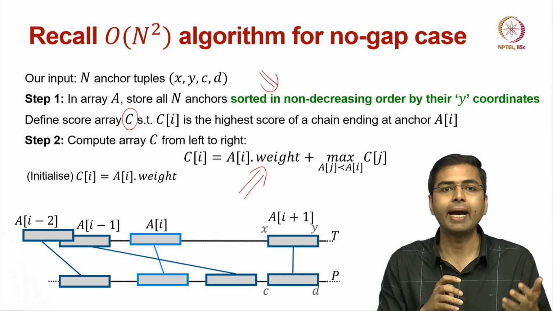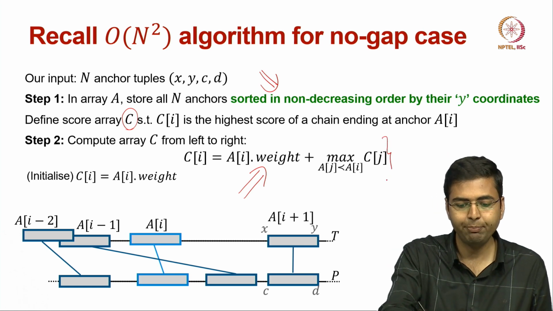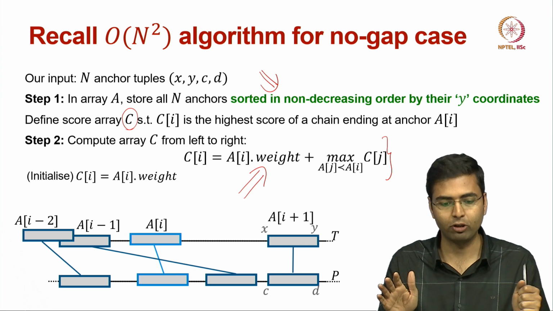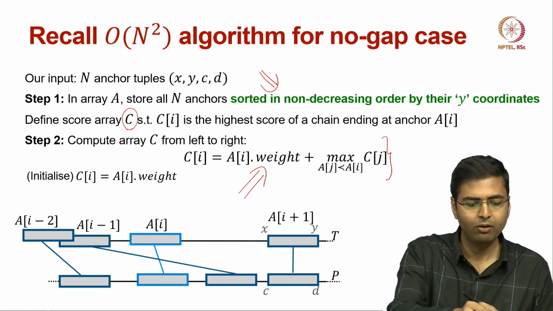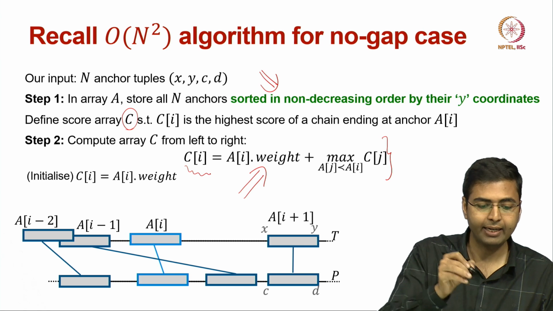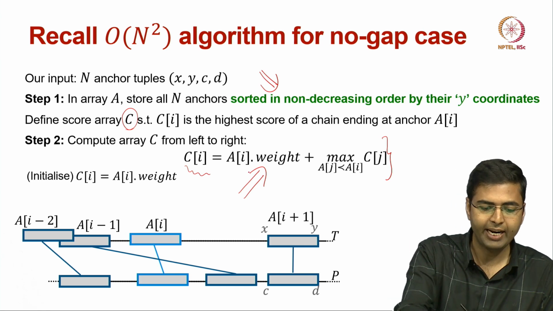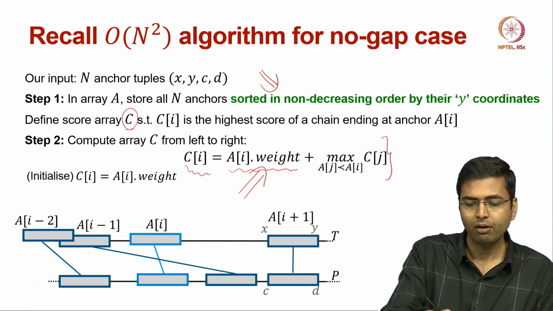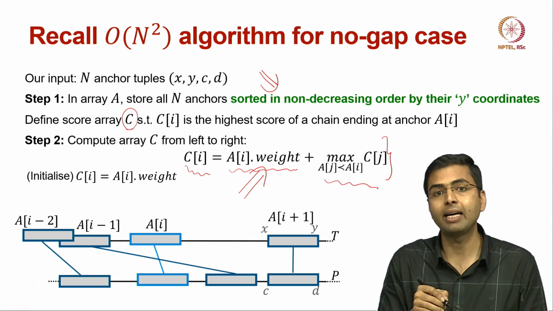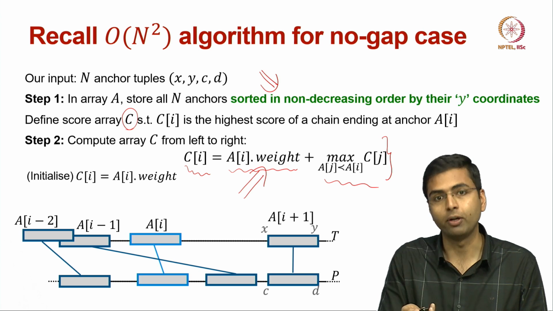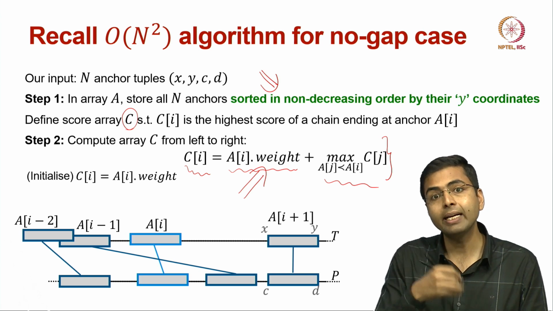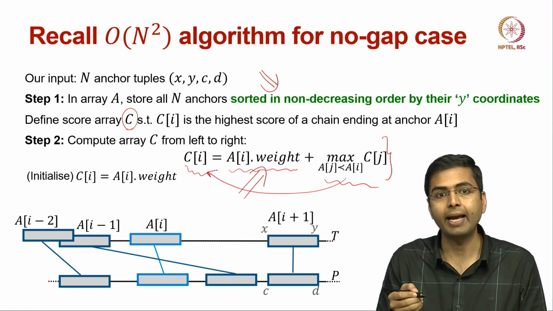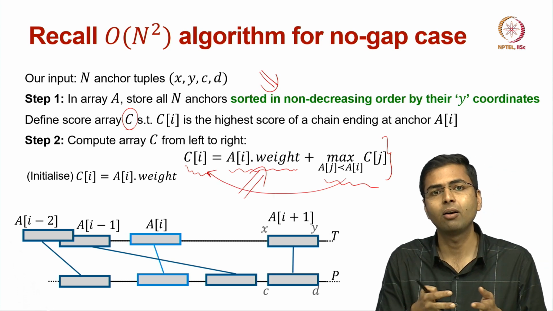So to solve for Ci, we had seen this DP recursion, which was valid if we do not have any gap cost. So basically for a chain ending at anchor Ai, we would consider the weight of that anchor, plus we would find out what is the preceding anchor that we should choose, which has the highest score. So a preceding anchor with the highest score can be attached to anchor Ai, and we can extend that chain further by 1.